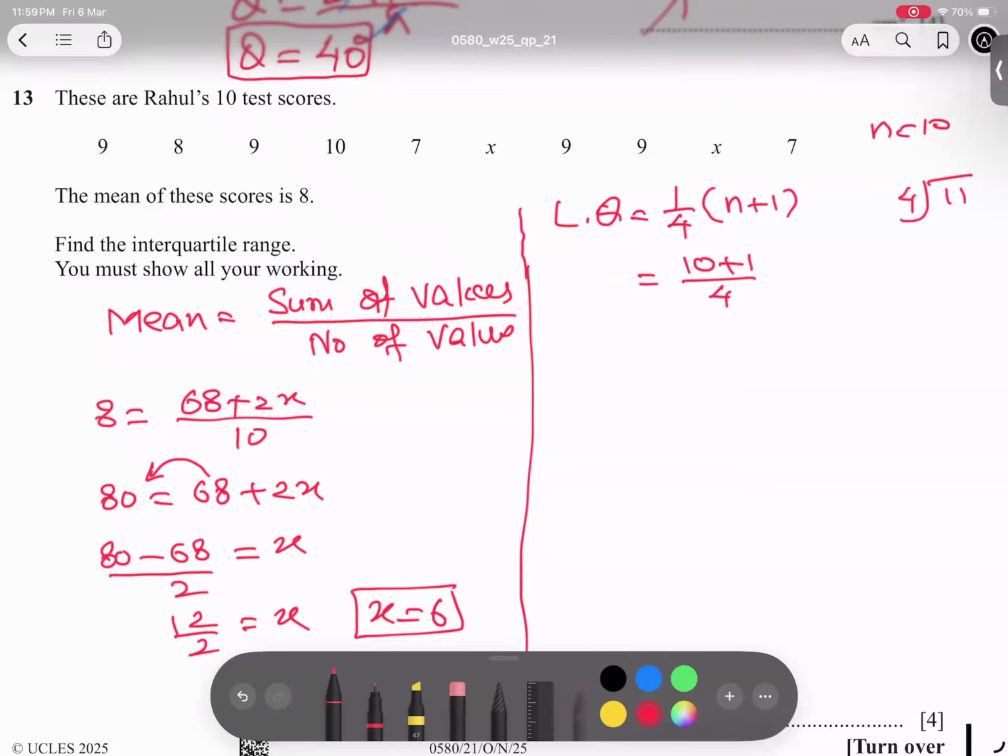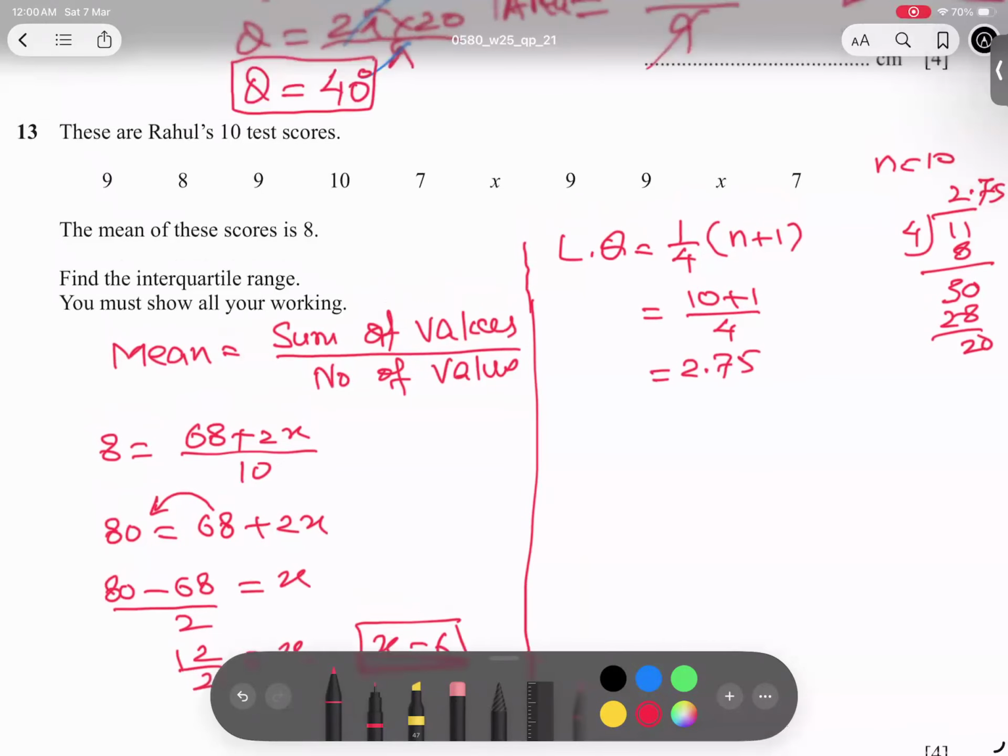So 11 by 4, if we check it, 4 twos are 8. Sorry, the decimal will be up, and here 0. 4 sevens are 28. So 0 to 4 fives are 20. We get 2.75. Before I start here, I must write the data in order, because x is 6, so 6 here and 6 here. And I just write the data in order first of all.